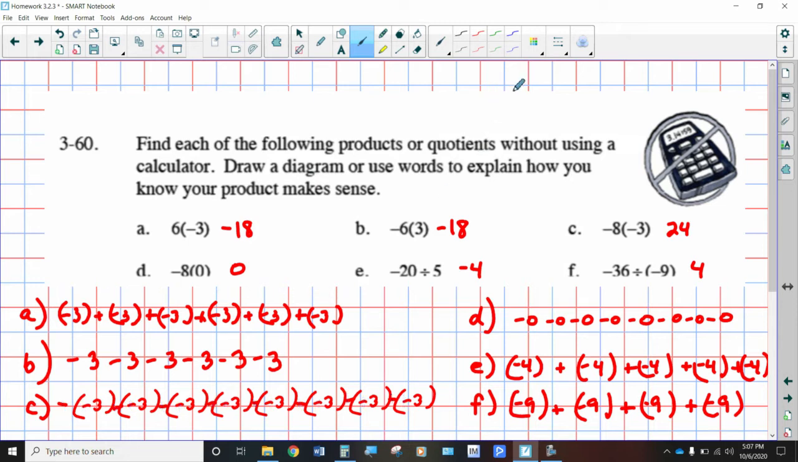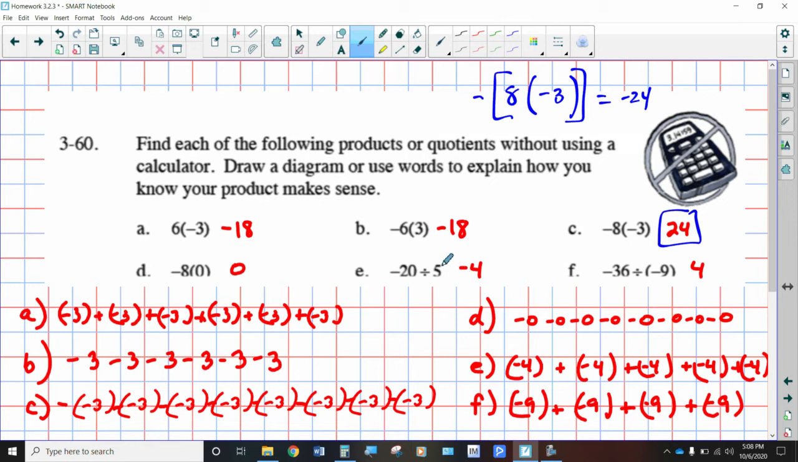If you agree with me that 8 times -3 has to give you -24 for an answer, and that minus sign in front of the 8 means to take the opposite of whatever 8 times negative 3 is, then the opposite of negative 24 would be positive 24. Here it doesn't matter because you are multiplying a number times 0, you get 0 for an answer.